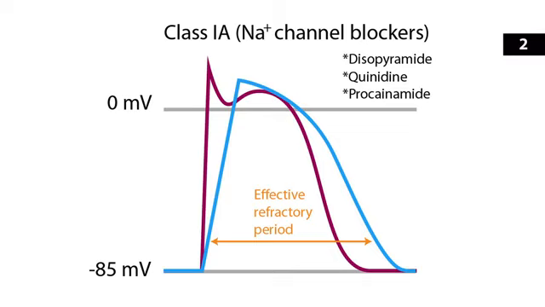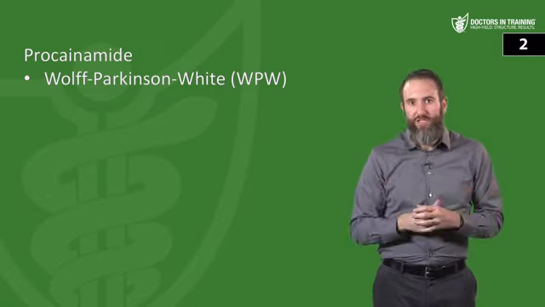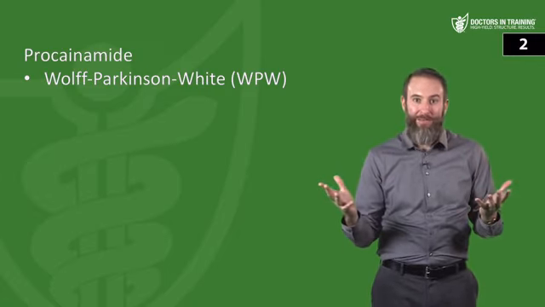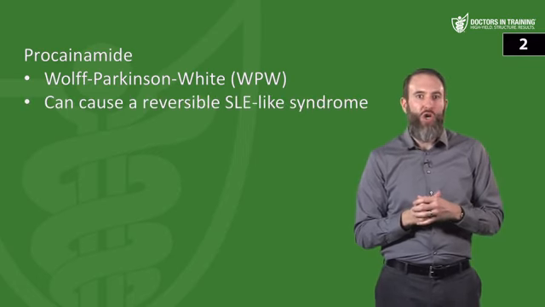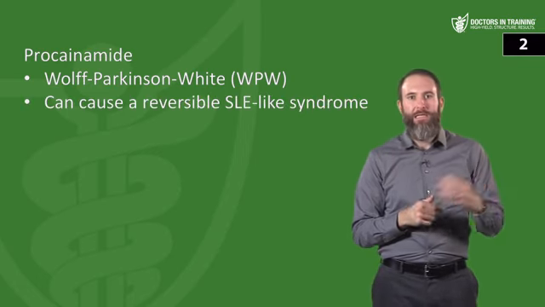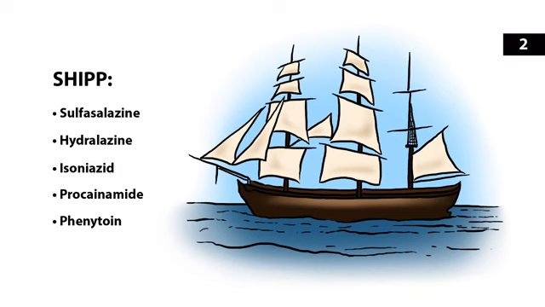Now the two things I want you to know about procainamide is that it's used for Wolff-Parkinson-White. And Wolff-Parkinson-White is pretty much the only time you're ever going to see procainamide being used. And then the number 2 thing about procainamide is that it can cause reversible SLE-like syndrome, so drug-induced lupus. Now there's a mnemonic, SHIPP, S-H-I-P-P, for drug-induced lupus. Well, one of the P's was for procainamide. So procainamide can cause that drug-induced lupus.